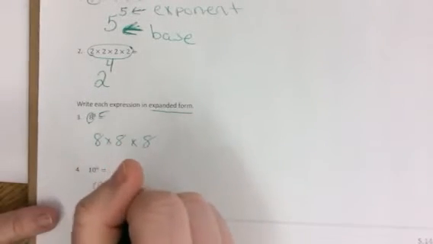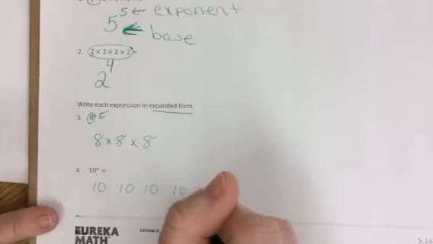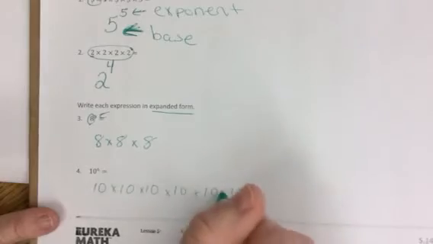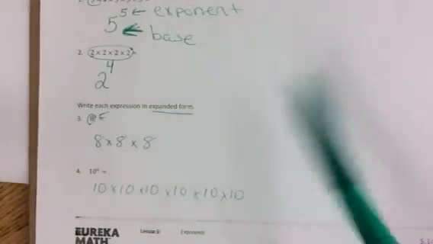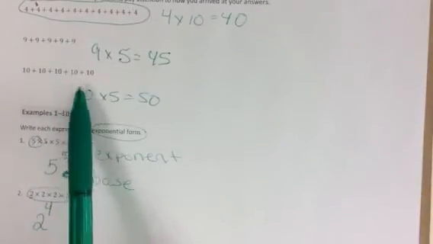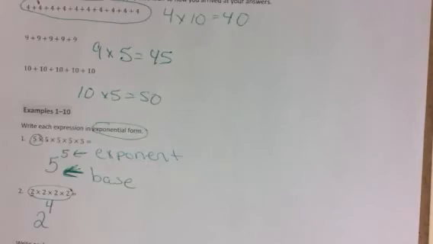10 to the 6th power. Take your 10. How many of them do I need? 6 of them. 10 times 10 times 10 times 10 times 10 times 10. Again, we don't have to solve it. Can you see how students will mix up exponential form with what we did up here, repeated addition? That's a common error that a lot of you will fall victim to.